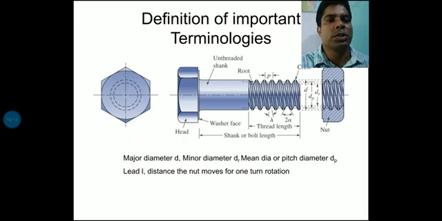Next, p. What is pitch, small p? It is the distance measured parallel to the long axis of the bolt between two similar points of adjacent threads. In a single start thread, the nut moves one linear distance, equal to one pitch, in one revolution.